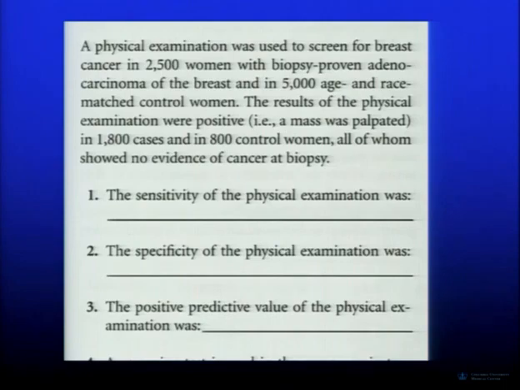Okay, there's a physical examination that was used to screen for breast cancer in 2,500 women with biopsy-proven adenocarcinoma of the breast and in 5,000 age and race-matched control women. The results of the physical exam were positive. A mass was palpated in 1,800 cases and in 800 control women, all of whom showed no evidence of cancer at biopsy. So if we were going to just do this right here, can anyone tell me what the table would look like?